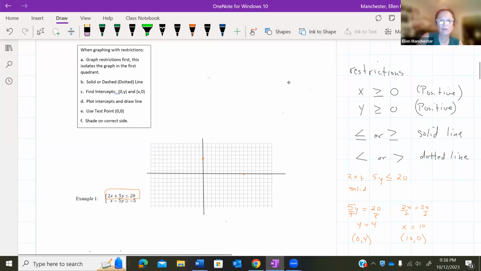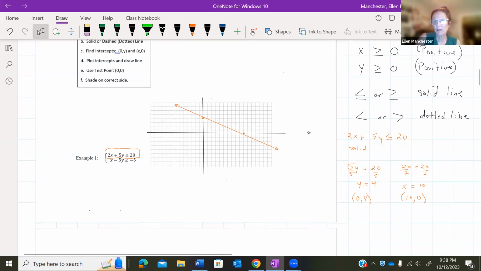Now, if you notice, there's no restrictions. So I don't have to stop it in that first quadrant. Okay, so that's pretty close. So there's my line. Now, to test to see where I shade, remember, I'm going to go 0 is less than or equal to 20. Now, where does the 0 come from? Remember, the 0 comes from your test point. So what you're literally doing is you're taking the X out and plugging in 0. You're taking the Y out and plugging in 0. And so I get 0 on the left is less than or equal to 20.